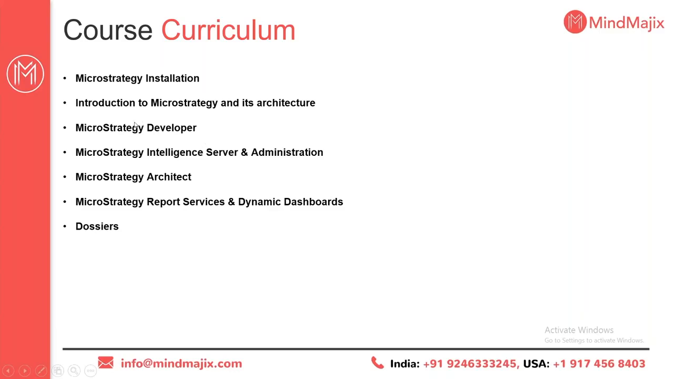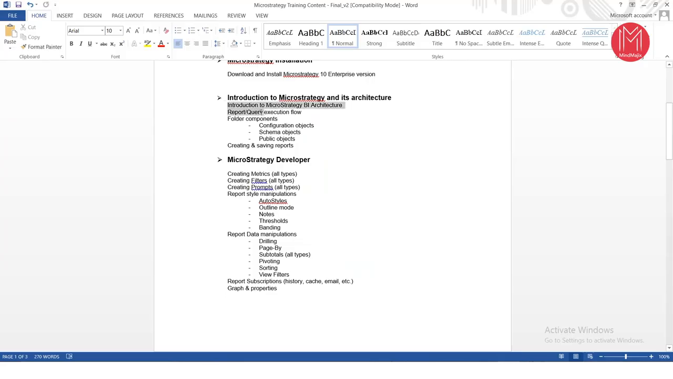After that, we'll start with introduction to MicroStrategy and its architecture. This agenda covers the following topics. We'll go through introduction to MicroStrategy and its BI architecture: what is MicroStrategy, how is MicroStrategy different from other reporting tools, what are the different components of the architecture, what is the report query flow, and what are the different product suites available inside MicroStrategy. We'll also see some components like folders, schema objects, public objects, and some basic report creation in this talk. After that, we'll right away start with the MicroStrategy Developer course.